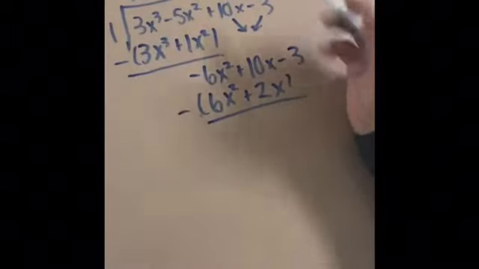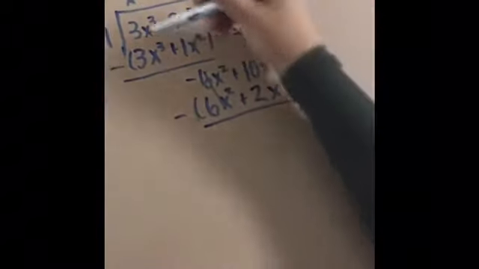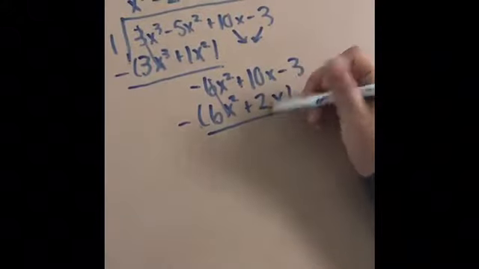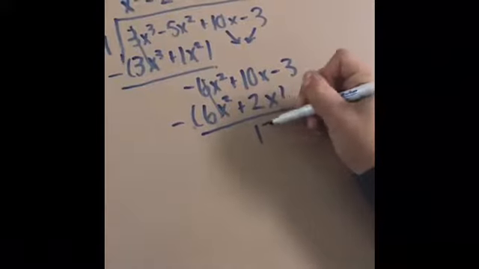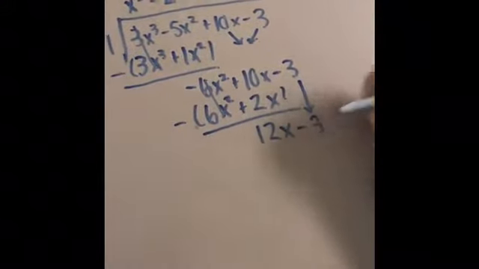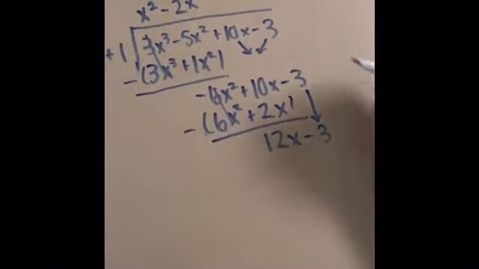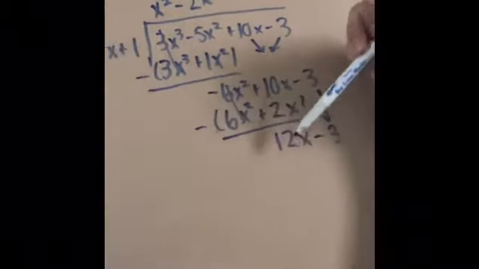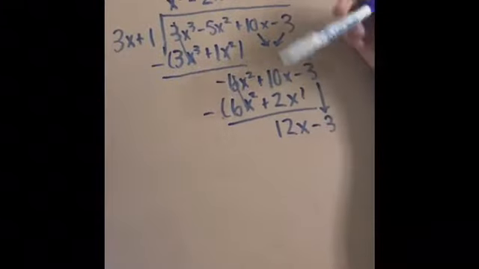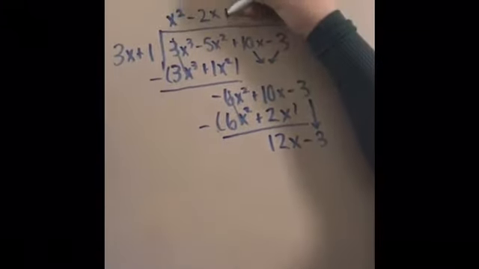Those two cancel out. And then when you do 10x minus negative 2x, you're going to get 12x. And then bring down the 3. So minus 3. And then what you're going to do is see how many times 3x goes into 12x, which is going to give you plus 4 on the top.